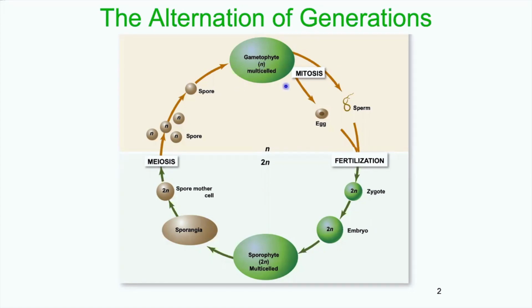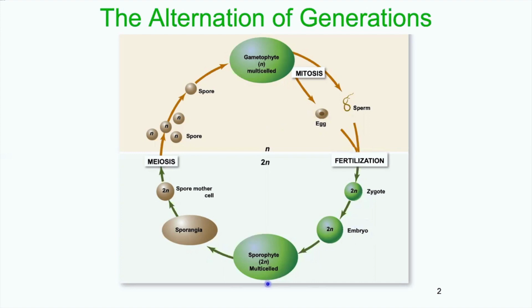And you can see what's happening here is that the gametophyte, so this multicellular organism or part of the life cycle, undergoes mitosis to produce the egg and the sperm. So there's a first big difference there between plants and animals, is that gametes are produced by mitosis and not through meiosis. These gametes will come together through fertilization, that makes a diploid zygote. It goes through mitosis, makes an embryo, eventually becomes a multi-celled diploid sporophyte.